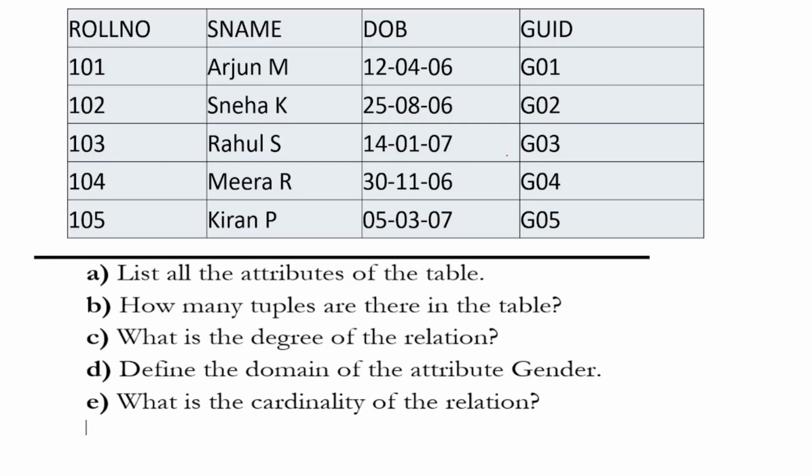This is a table. List all the attributes of the table. What is the meaning of attribute? Attributes are nothing but what? Columns, right? So what are the columns? Roll number, S name, DOB, and GUID. So these are the columns you have to mention. How many tuples are there in the table? Tuples means what? Rows. So how many are there? 1, 2, 3, 4, and 5. So 5 are there.